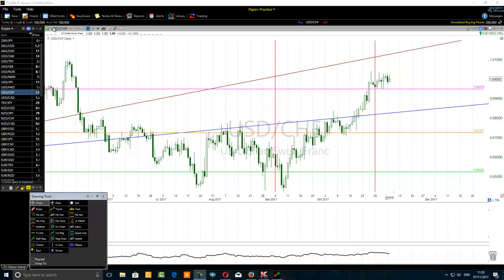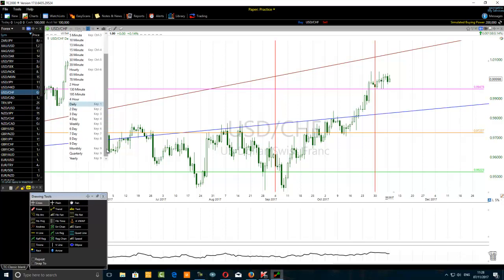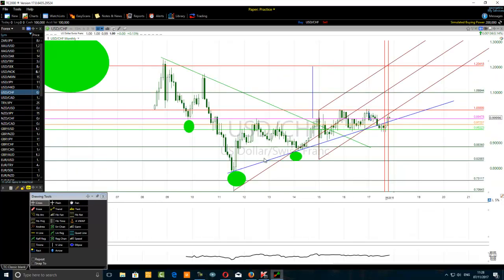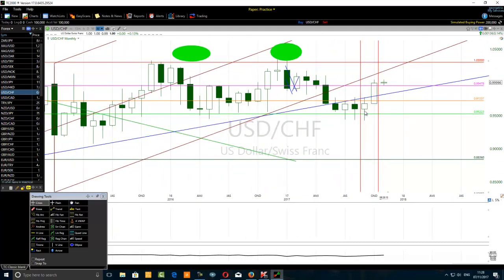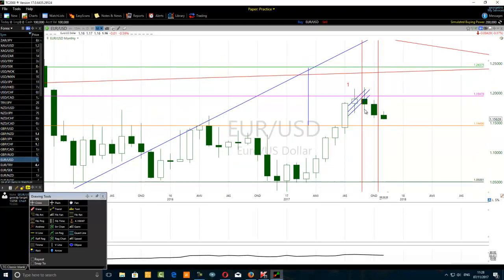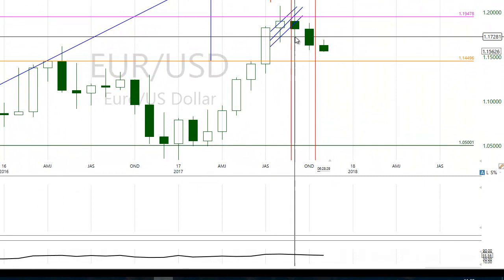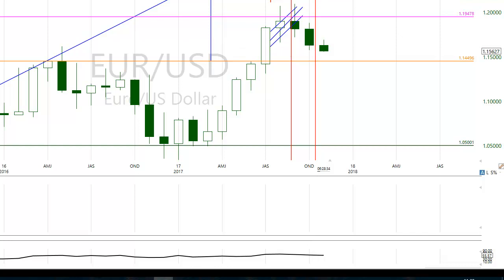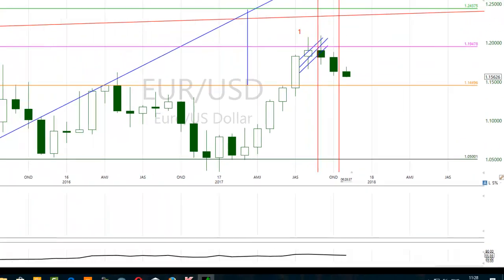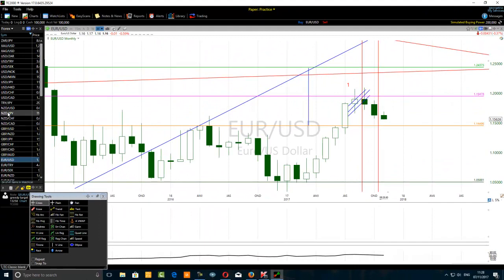If we go quickly, I'm looking at the dollar Swiss franc on a monthly chart. You will see that the negative correlation was in place in September and October 2017. The dollar Swiss franc was going down in September and October 2017, and at the same time the euro was going up. The month of September the euro went up, the month of October the euro went up. So that negative correlation was verified. Sometimes it may not be verified.